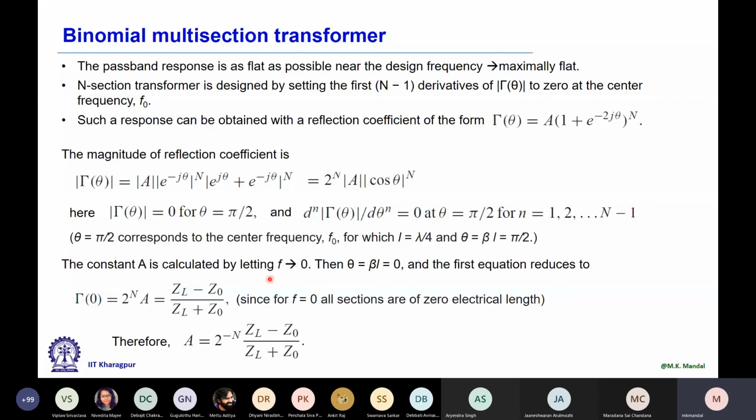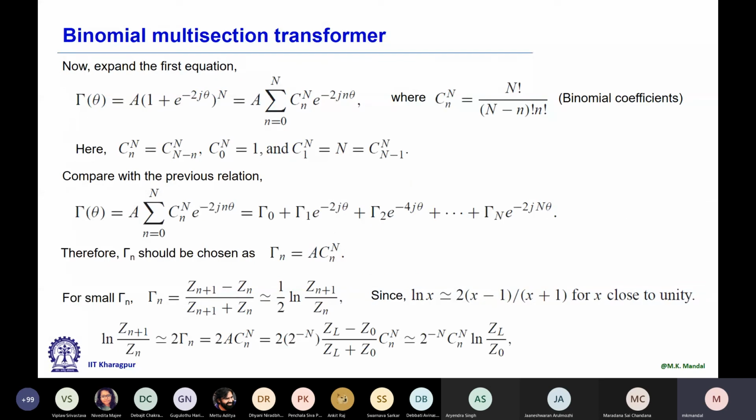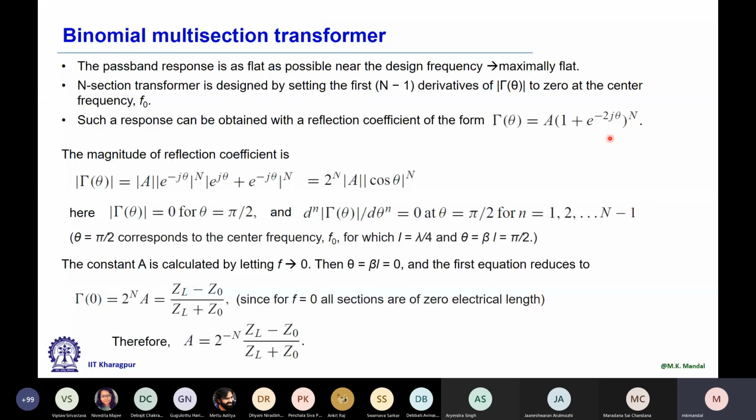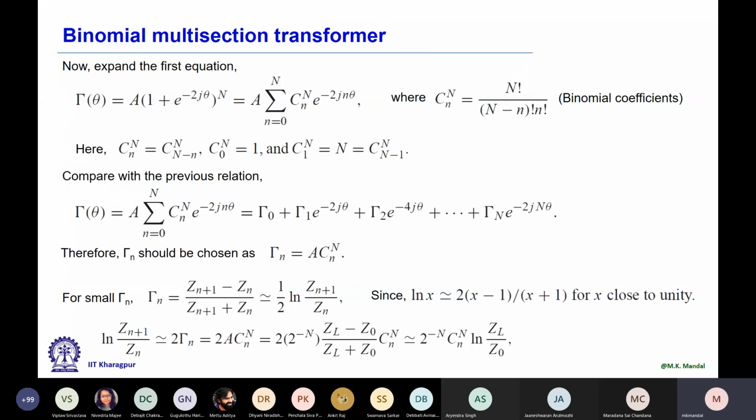So what we see then, the value of A is determined by the load impedance value and the characteristic impedance of the feed network and the number of matching sections. How many you are choosing, it is up to you, capital N. You can take 2, 3, 5, 10, depending on the actual requirement. So we have the value of A. Now let us expand the first term here, this one. We are going to find out the value of characteristic impedances.